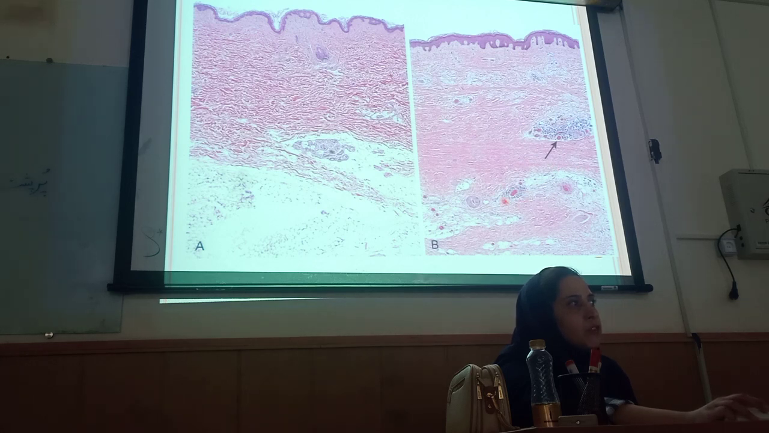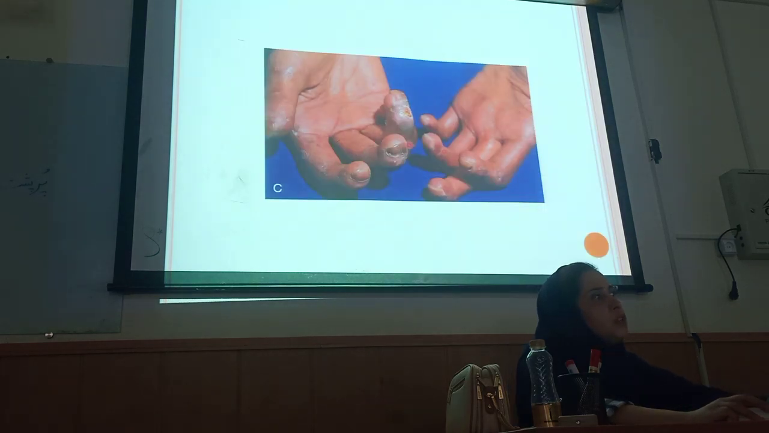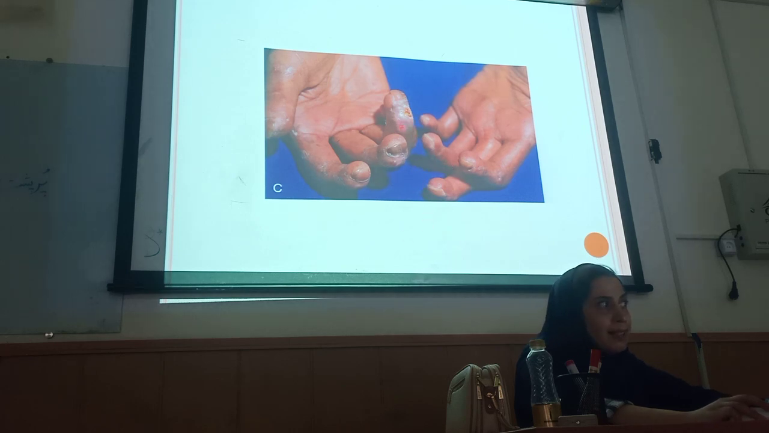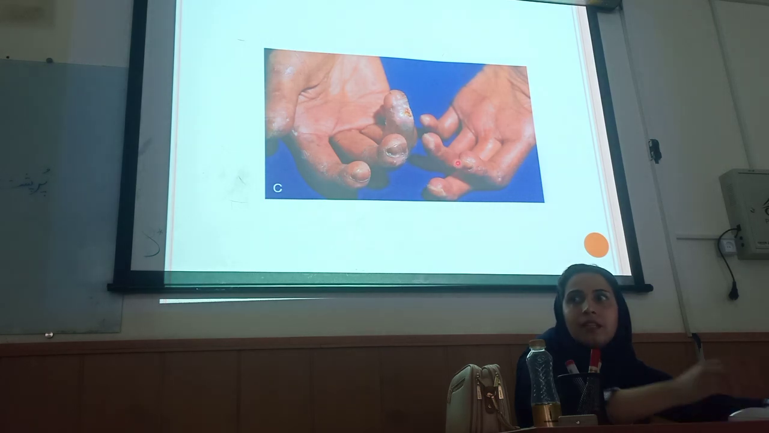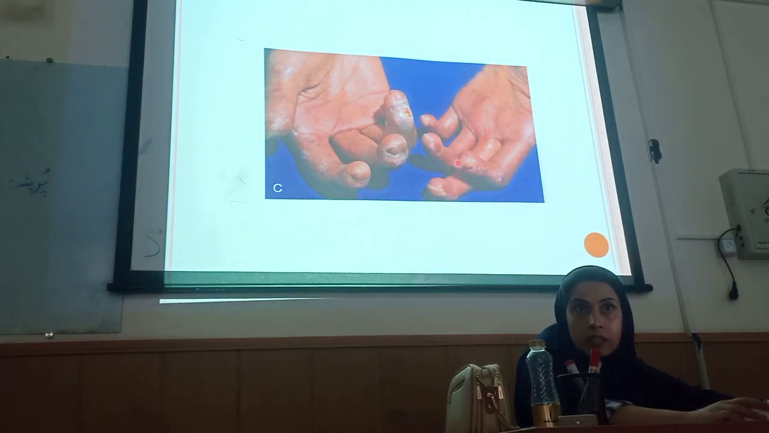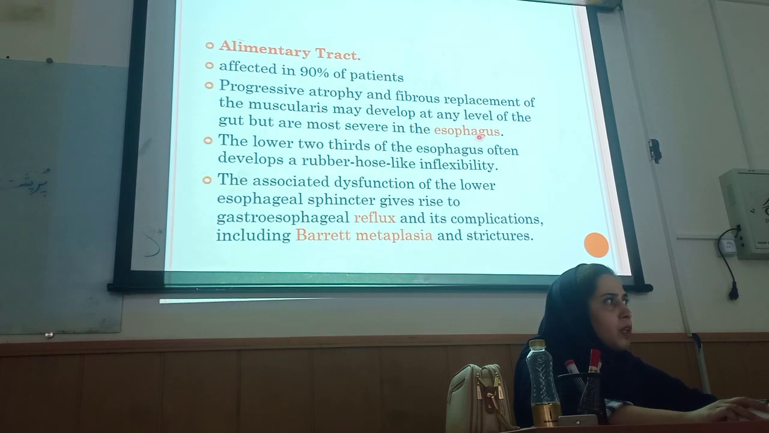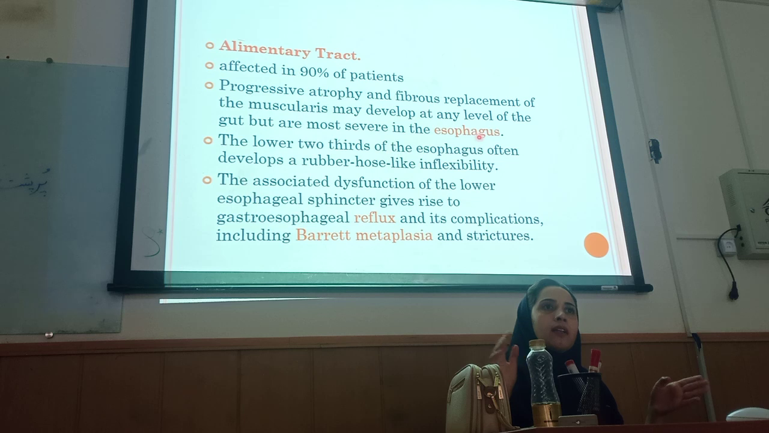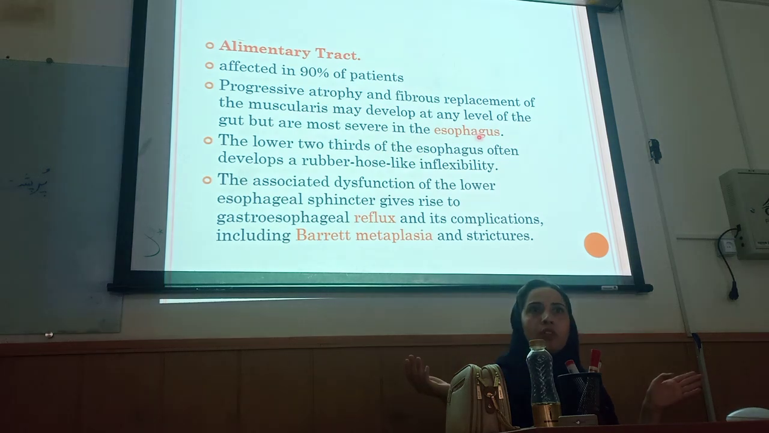Here is the inflammatory infiltration around vessels, okay? And as you see here, the eccrine glands of the skin, here you see adipose tissue around eccrine glands, but here you see that they are atrophic. What do you see here? And the ulcers. I said that the ulcers are due to ischemia. And the fibrosis can occur in other parts of the body as well.